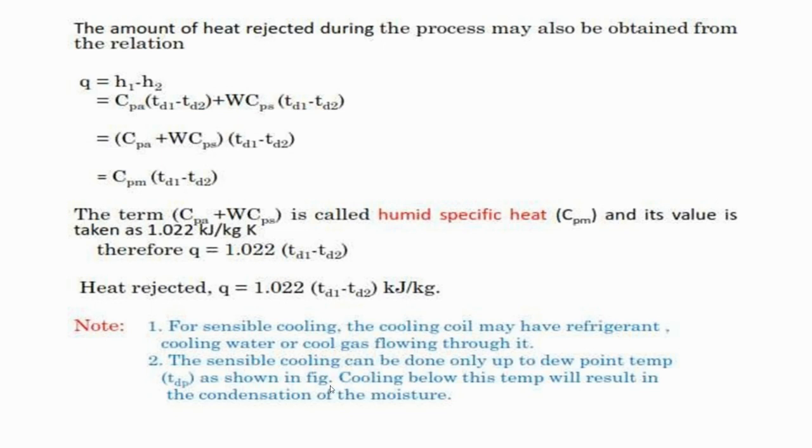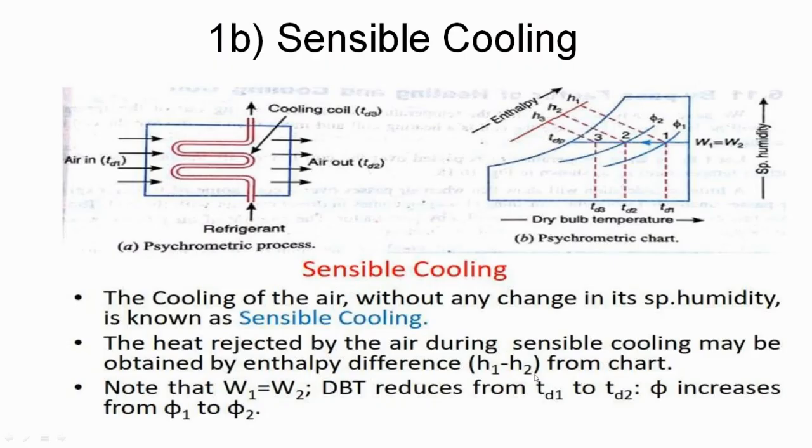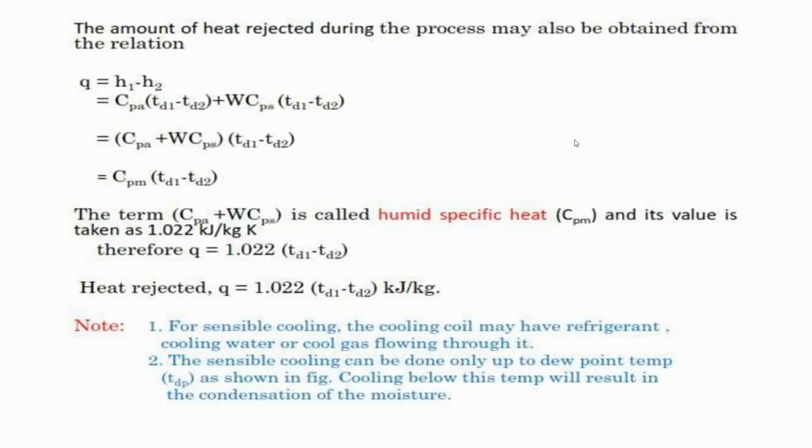So now in the note we can see that for sensible cooling, the cooling coil may have refrigerant, cooling water, or cooling gas flowing through it. Means cooling we can do simply by a refrigeration cycle. Sensible cooling can be done only up to the dew point temperature as shown in the figure. This is the important point. Here we can see in the chart cooling can be done till the TDP, the dew point temperature of the coil. Beyond that, we cannot cool our stream temperature. So this is an important point to note.